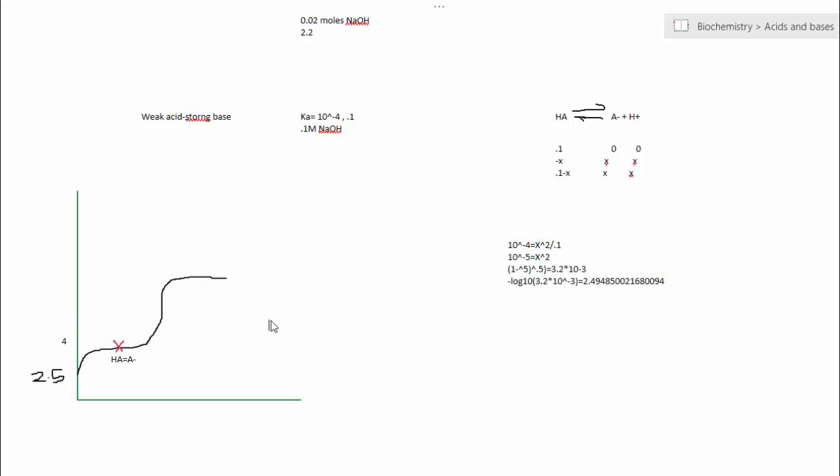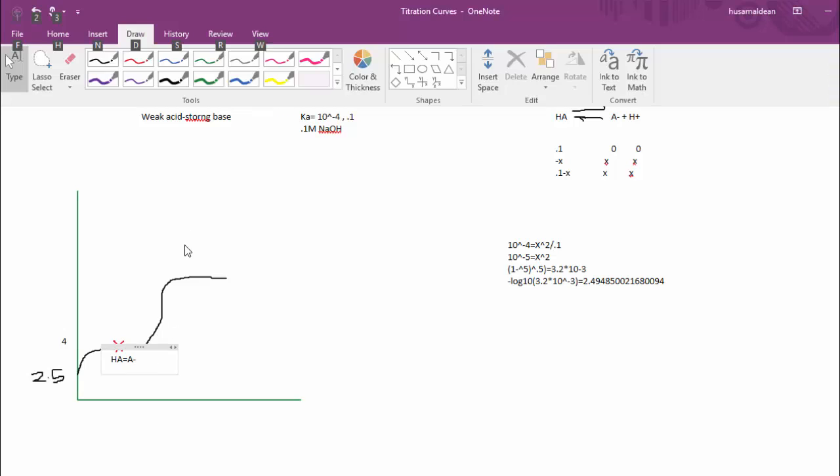And also remember, in a solution where we have an acid and its conjugate base, it is called a buffer solution. So this is a buffering solution. It has its buffering range around here, a pH above 4 and a pH below 4.